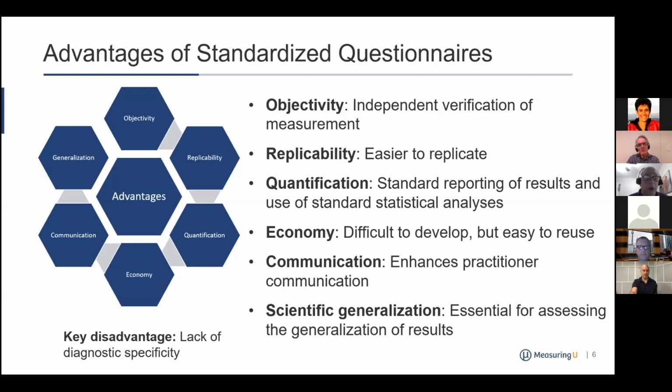Now, I did put a key disadvantage down here for these, and because you're trying to create something that can be used across a wide variety of contexts, there is a lack of diagnostic specificity. What people usually do is, if there are context-specific questions that they are interested in, then those will be asked separately in the study, along with the use of the standardized questionnaire to try to get the best of both worlds.